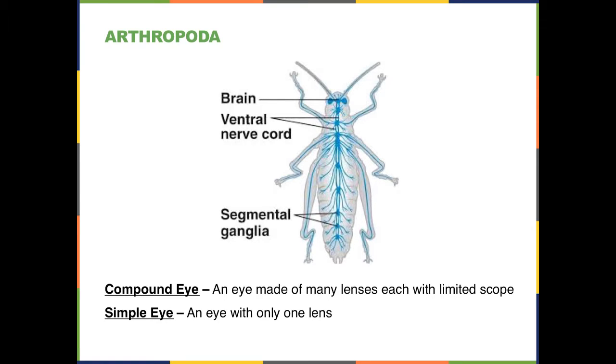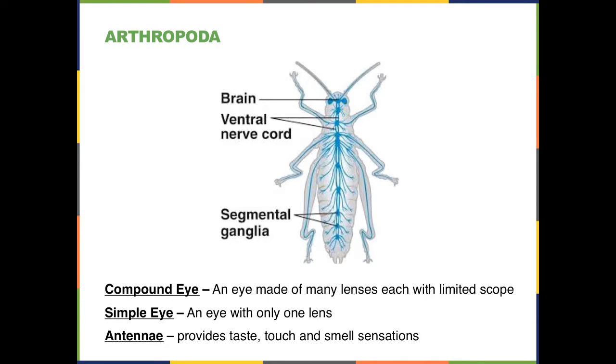Other arthropods, primarily spiders, have what's known as a simple eye. A simple eye is an eye that has a single lens, much like our eye. And these eyes have a broader scope and are able to see images in more detail.